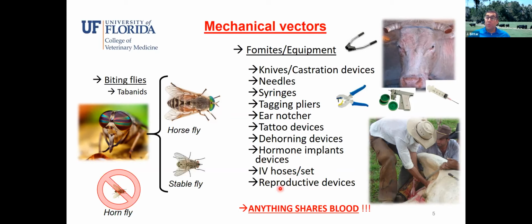anaplasmosis. And also reproductive devices, if they are not disinfected, can transmit it iatrogenically, so a person can transmit that bacterium. Anything that shares blood is a mechanical vector. That's very important to understand because that's a way to control the transmission. If you know that a herd is positive for anaplasmosis, and the ranchers or the cowboys need to use any of those equipment, it's very important to do the proper disinfection in between animals.